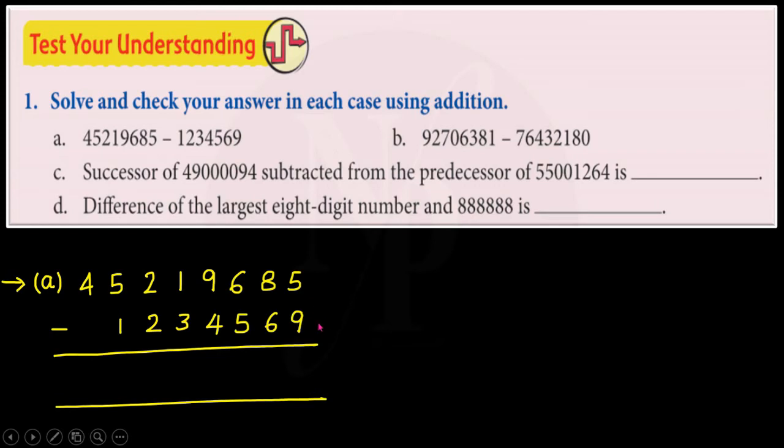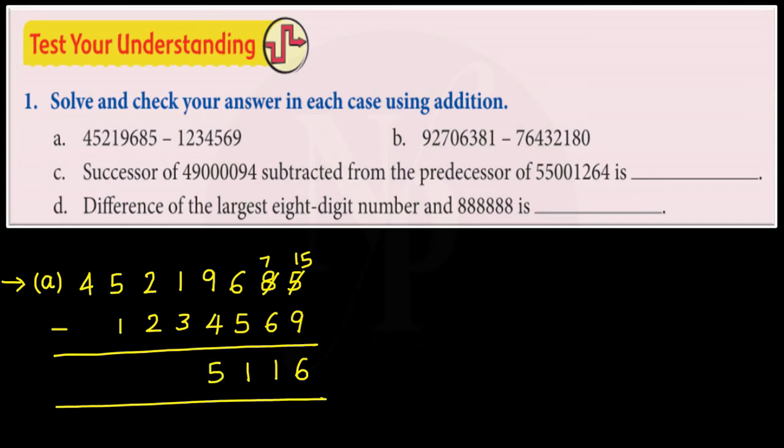Starting from 1's place, subtracting 9 from 5. For subtracting 9 from 5, we need to regroup. So we will make the digit at the tens place, 8, as 7 tens, and now this 5 becomes 15 ones. Subtracting 9 ones from 15 ones, we get 6 ones. Now subtracting 6 tens from 7 tens, we get 1 ten. Subtracting 5 from 6, we get 1. Subtracting 4 from 9, we get 5.